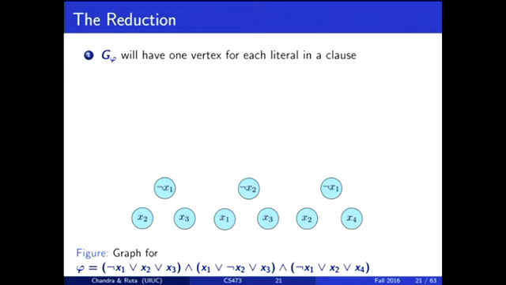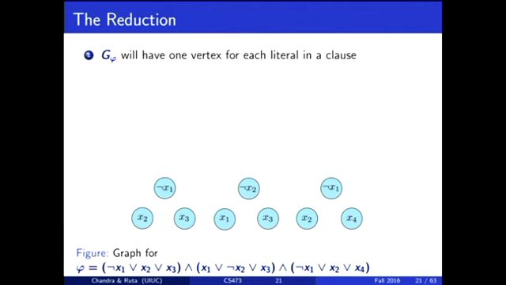So I give you a 3-SAT formula. Here it is: not x1 or x2 or x3, and x1 or not x2 or x3, and so on. This is the formula. How many variables are there? N variables, and here there are 4 variables and 3 clauses. It's a very simple thing. I'm using an example to show the construction.